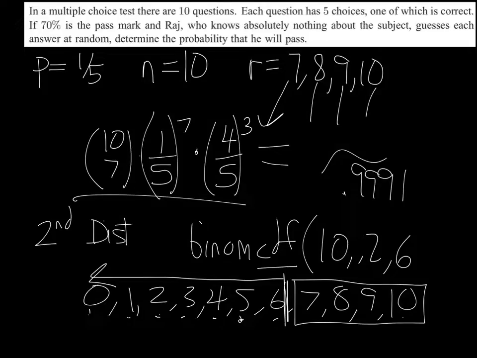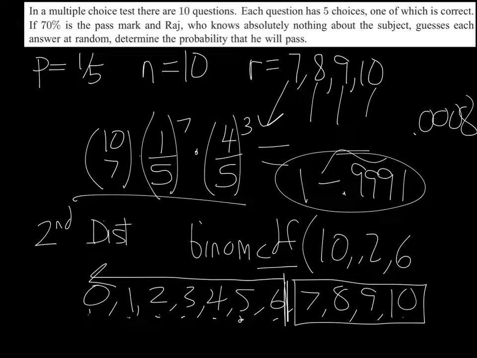That 0.9991 represents everything we don't want. We don't want him to get 6, 5, 4, 3, 2, 1, or 0 right. The good thing is that is the whole of all we don't want. So all we'll need to do is take 1 minus this, and we get 0.0008.